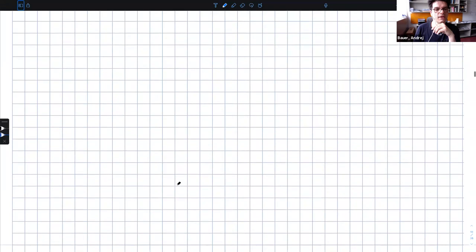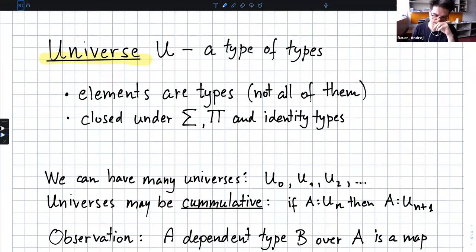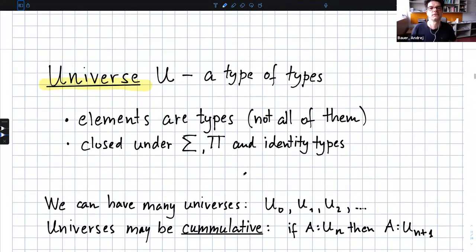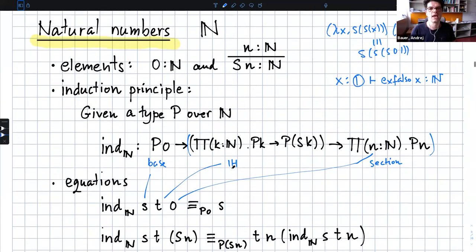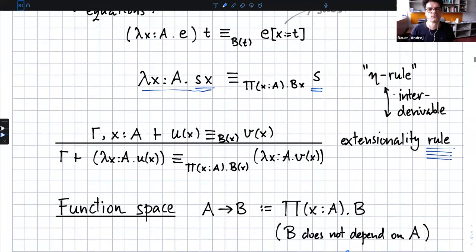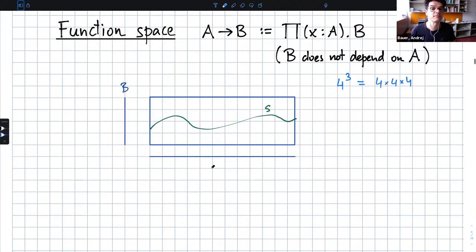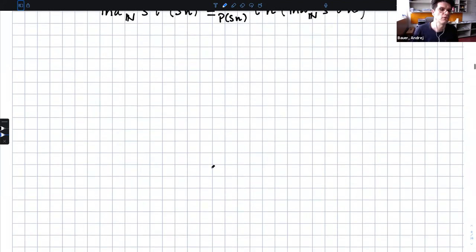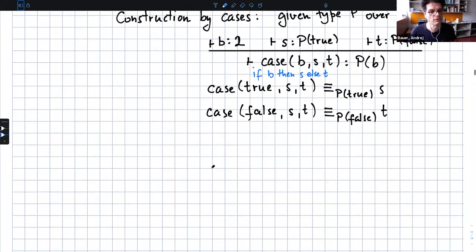Okay, then we have universes. And the idea here is the following. Well, if types are about constructions, we have just given a bunch of constructions of types. We told you, here we have N is a type, and up here Pi is a way of constructing a type. So types themselves are constructions. So it should stand to reason that there should be a type of types. And such a type is called a universe.